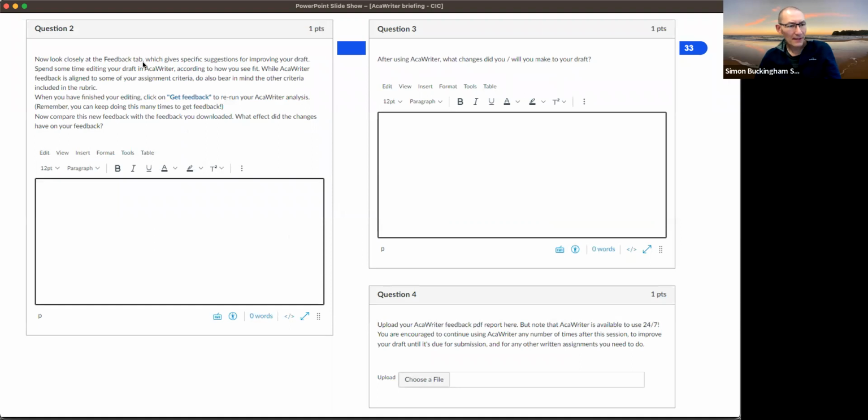Now look at the feedback tab, spend some time thinking and editing your draft, get more feedback. What do you notice? Have things changed? And some more questions to reflect on, and then upload the PDF here. So if an academic wants to use this as a scaffolding activity, there's just a Canvas module they can drop in there. And we'll help customize that for you to your assignment.